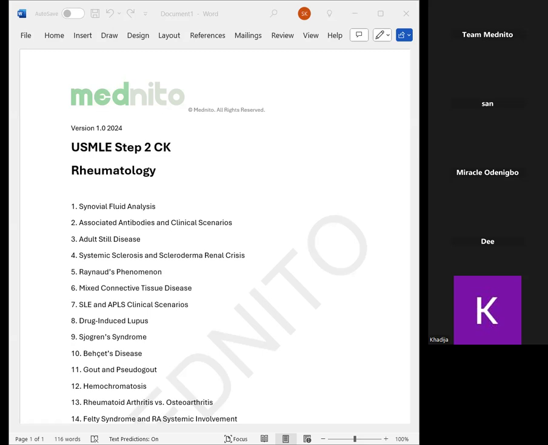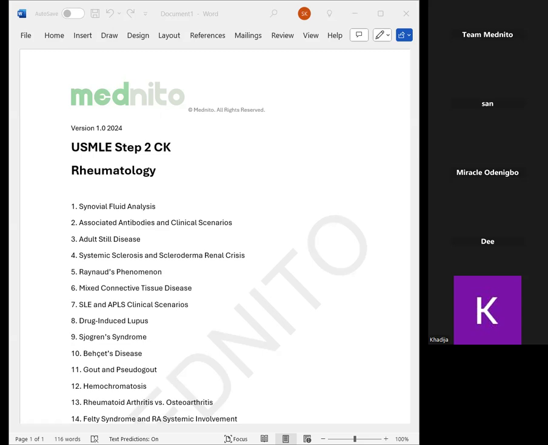Whenever you find a patient taking hydralazine, isoniazid, or phenytoin, you'll have to think that this patient has got drug-induced lupus. The most important clues whenever you find these drugs in the question: it is drug-induced lupus.